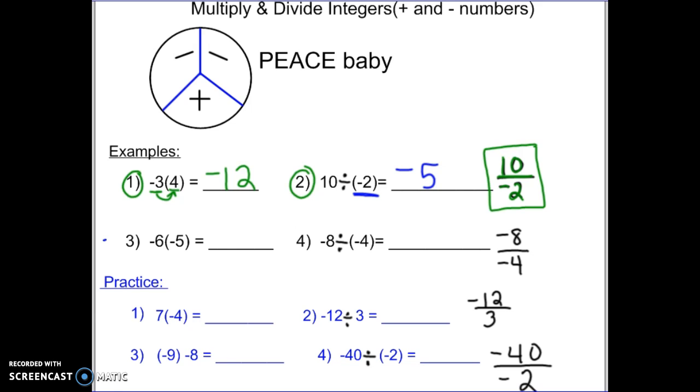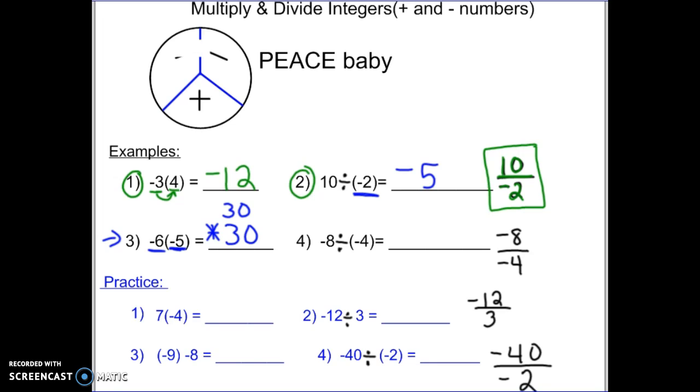Okay, let's go on to example number 3. This time we are multiplying a -6 times a -5. So in our Peace Baby, we need to cover up both of the negative signs because this time we are multiplying 2 negatives. If you cover those up, what is showing is a positive. And then 6 times 5 is 30. Therefore, -6 times -5 is +30. If you don't want to put that positive symbol there, you don't have to. If you write just 30, it is understood that it is a positive number.